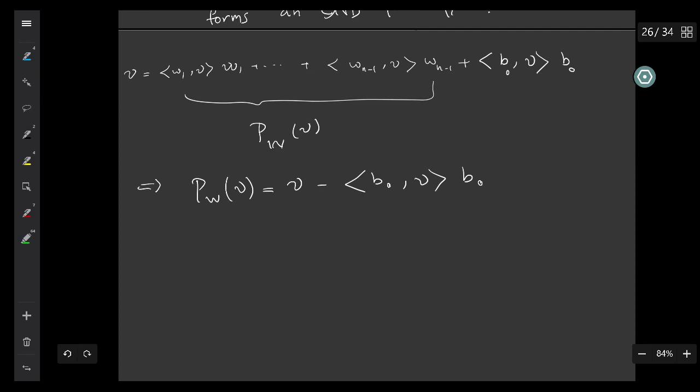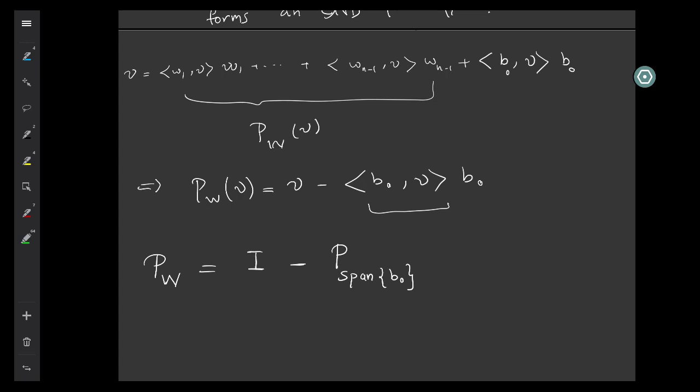Okay. So, or we can write, if this is the projection onto the span of B naught, so let's say P_W is actually equal to identity minus the orthogonal projection onto the span of B naught. Okay, and that's it. So if we look at the action on V on both sides, we actually get this equation.